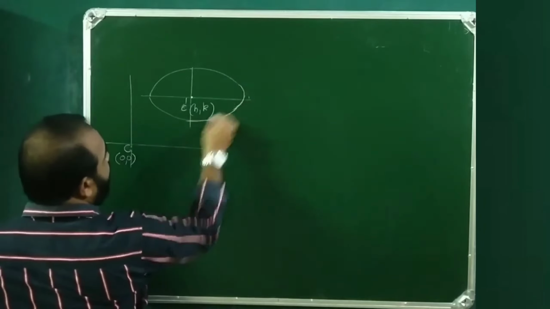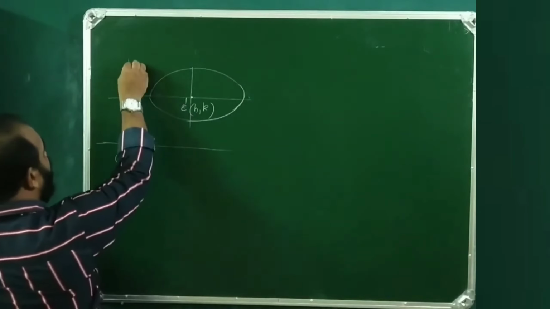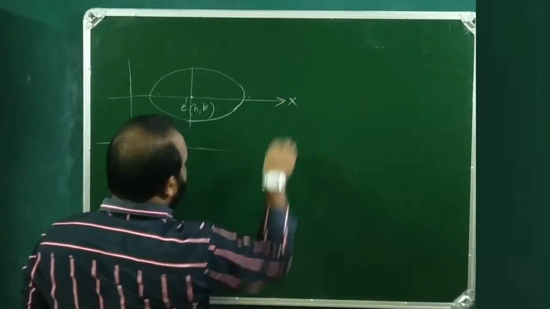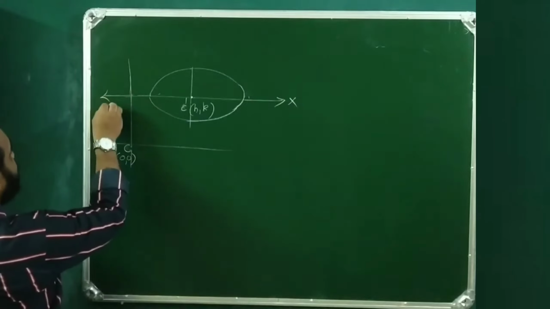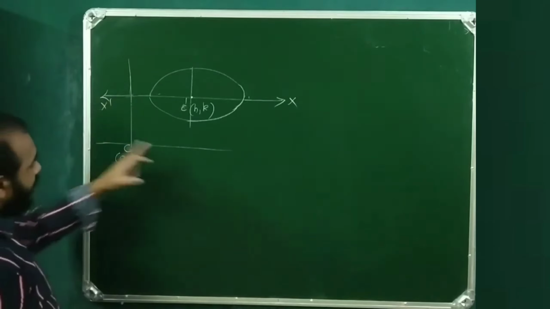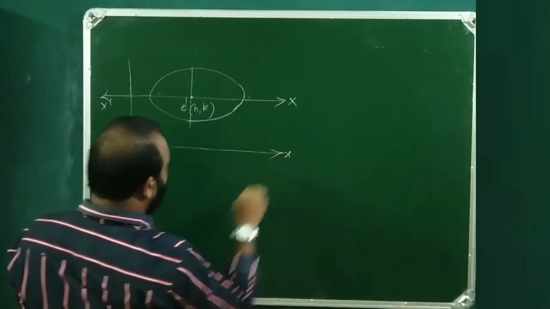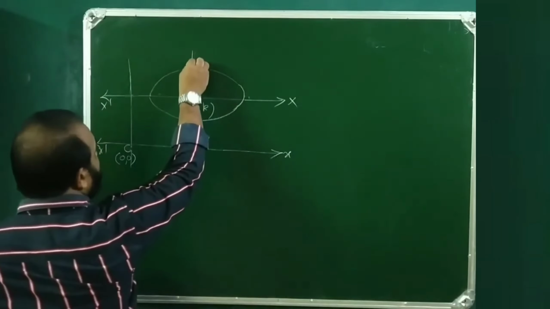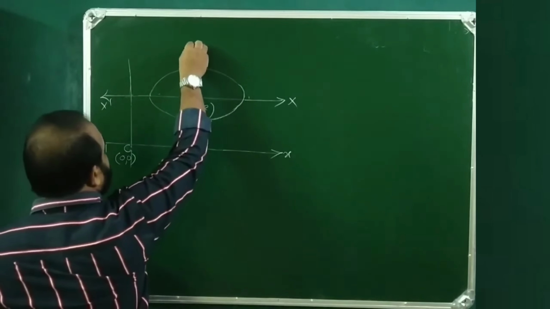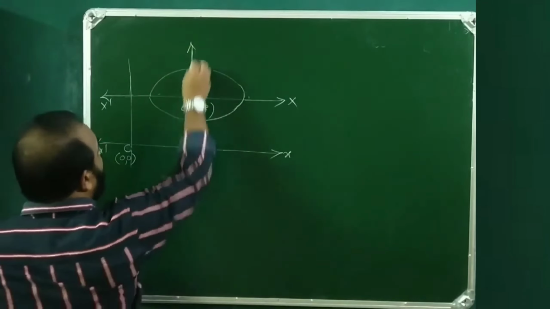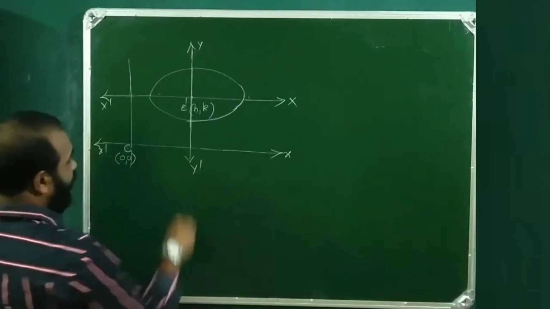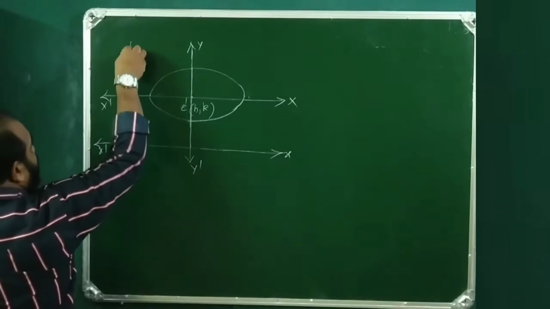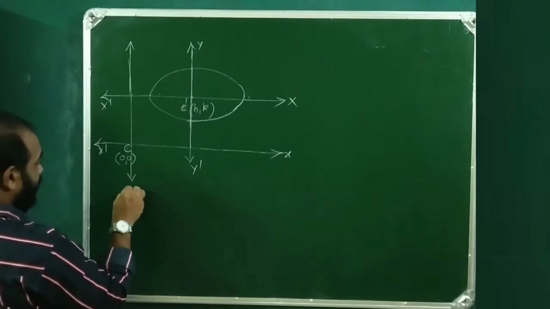What happened is, without changing the actual direction of the coordinate axis, this capital XX dash is parallel to small XX dash, and this capital YY dash is parallel to small YY dash.